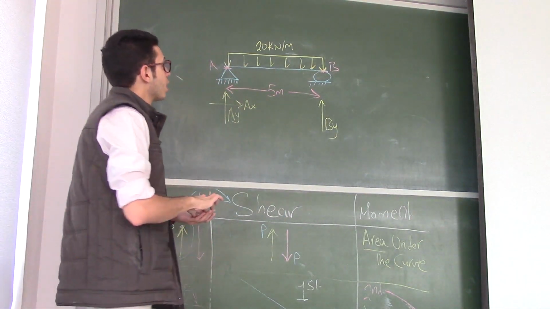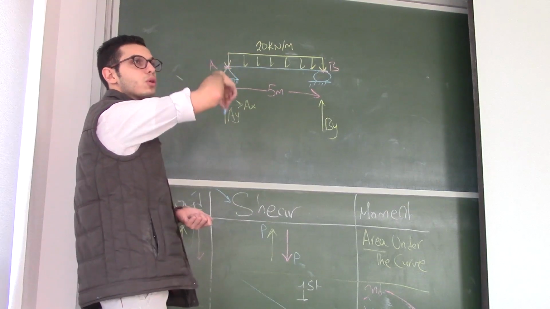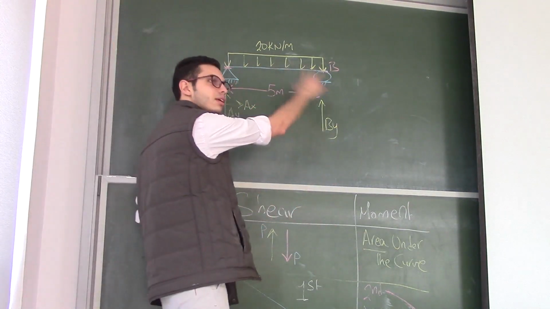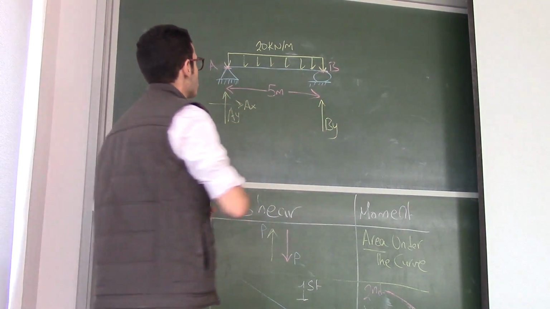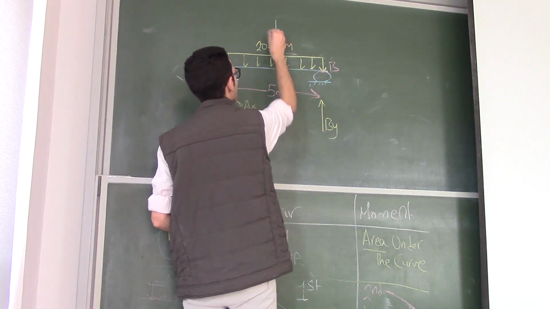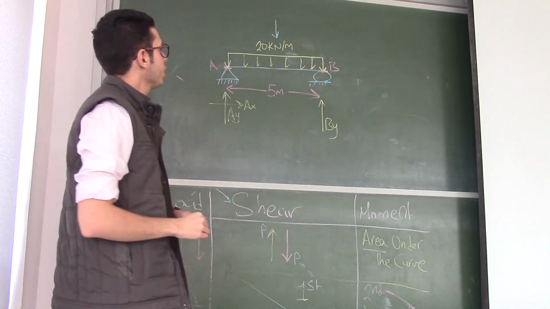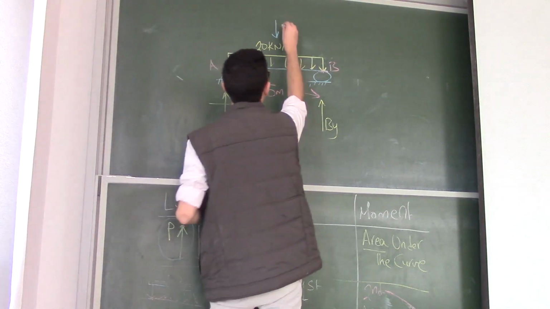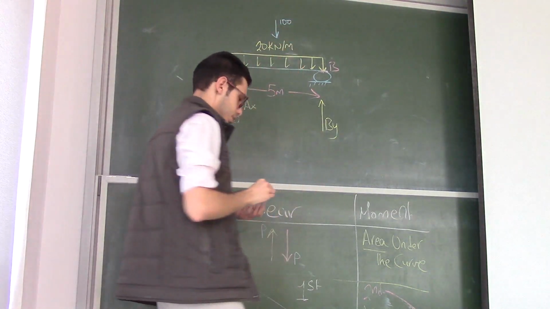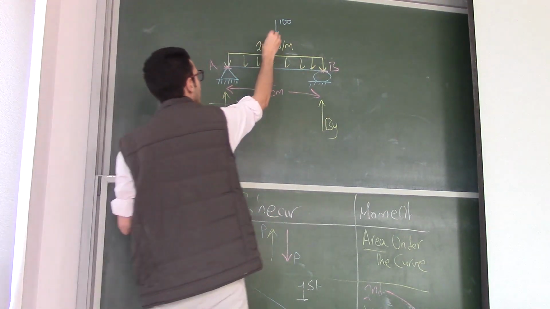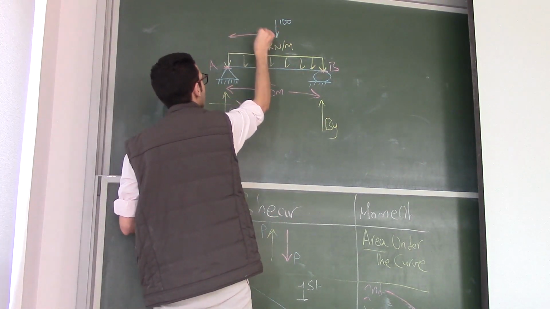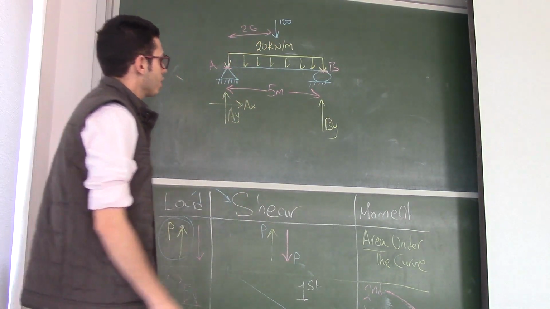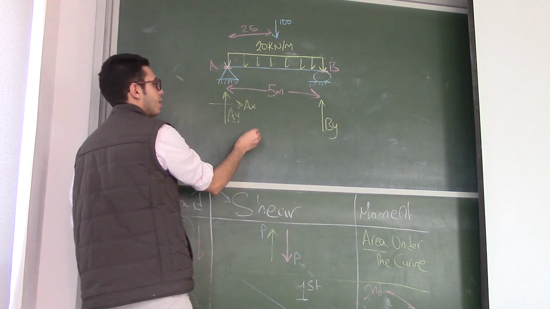So let's find the reactions. Because we have a distributed load, we should convert it into a point load. The point load should be equal to 20 multiplied by 5, so it will be equal to 100. And the distance will be 2.5 from each side. To find the reactions, let's apply the equilibrium equations.